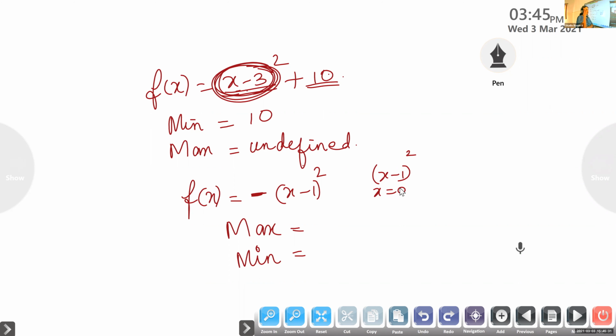Maximum means the highest value, the peak value beyond which x will not take any more. Suppose I put x is 0. What is the value you will get there? 1. Aparna, when x is 2, what is the value you will get? Ma'am, 2 minus 1 the whole square, 1.